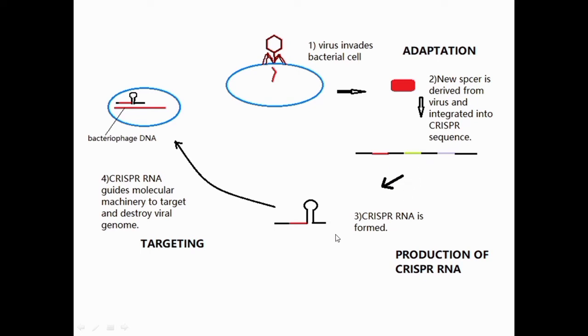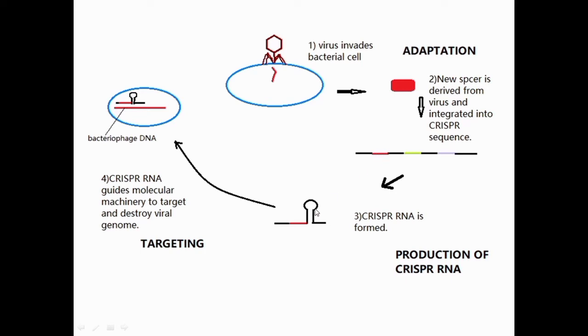Next step is the CRISPR RNA formation. As I told you, this is a DNA sequence. Now this DNA sequence will get transcribed into RNA, and it will form a specific type of RNA which we call CRISPR RNA. This CRISPR RNA will be helpful to detect the bacteriophage DNA and destroy it. So the bacteriophage has infected the bacterial cell, and the bacteria has integrated a specific DNA segment of that bacteriophage DNA into its own DNA and has formed the CRISPR RNA.